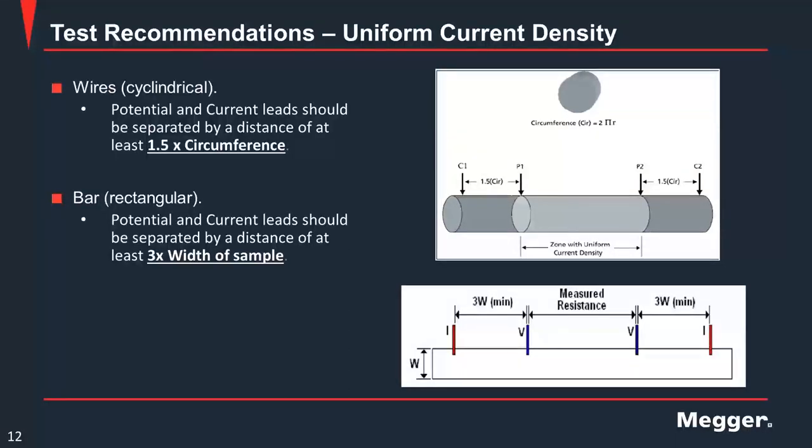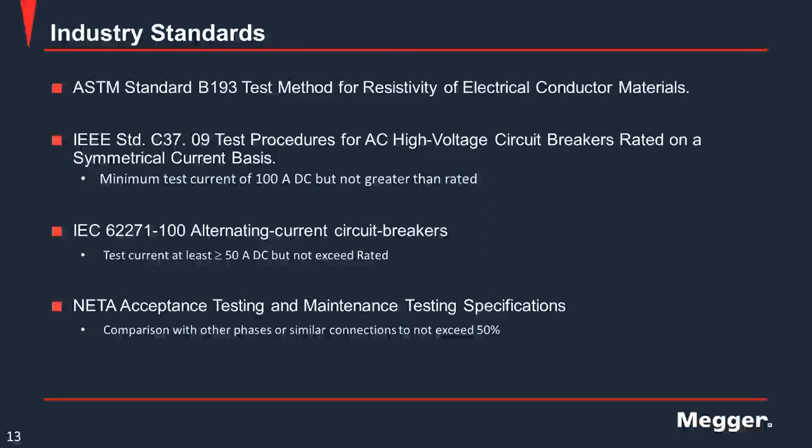And let's look at some industry standards that talk about low resistance testing, not only the ASTM standard B193, which talks about the method for resistivity of electrical conductor materials. But if you see the IEEE standard C37.09, it talks about the test procedures for AC high voltage circuit breakers on a symmetrical current basis, where you can find that the minimum test current is 100 amp DC, but not greater than the rating of the test specimen.